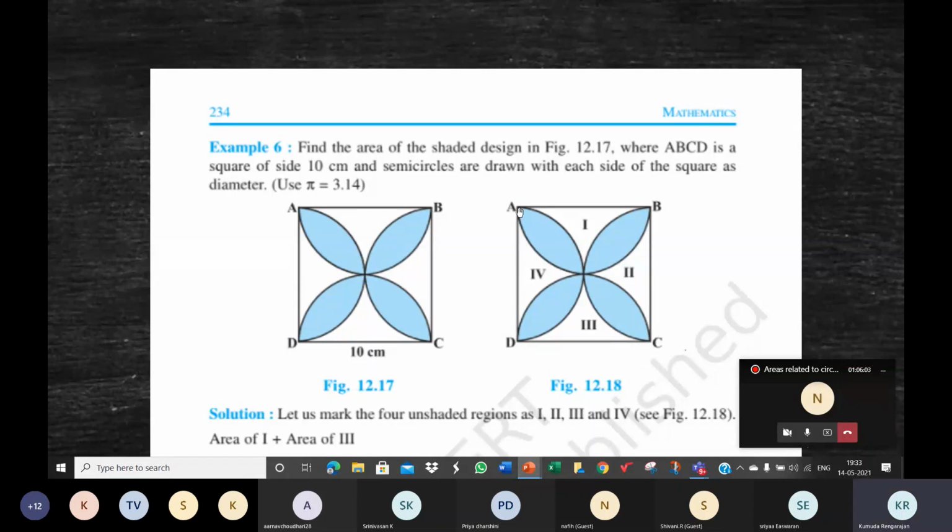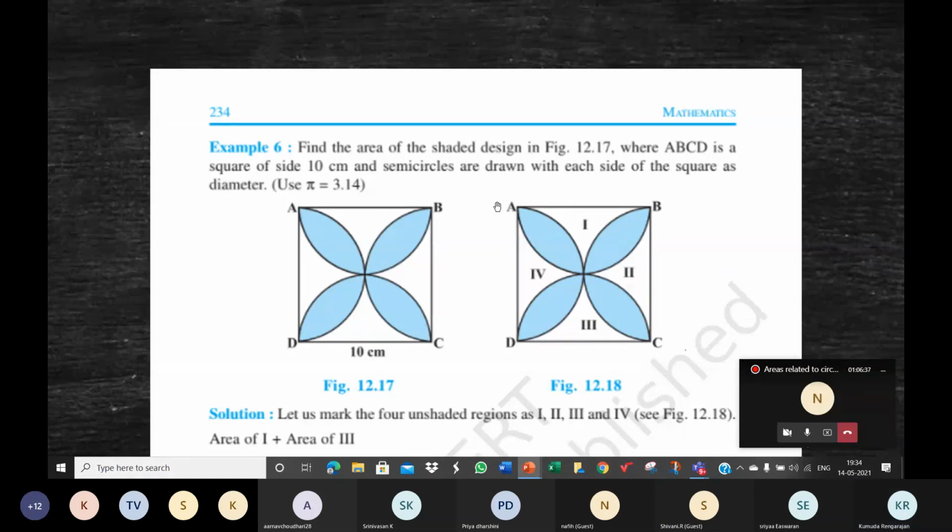Radius you know is 5 centimeters. Be careful in using the value of the radius. Radius 5 centimeters. And multiply that by 2. The area of one semicircle into 2 will give you the area of this semicircle and this semicircle together. Now, from the area of the square ABCD, if you subtract the area of these two semicircles, you will get the areas of regions 1 and 3.